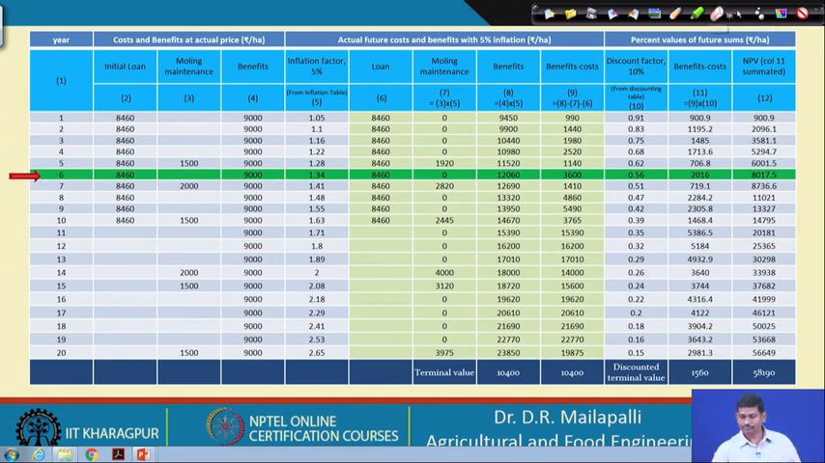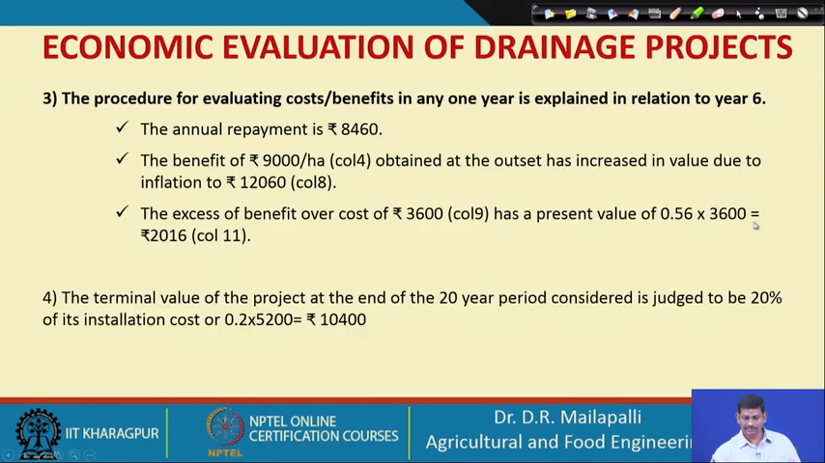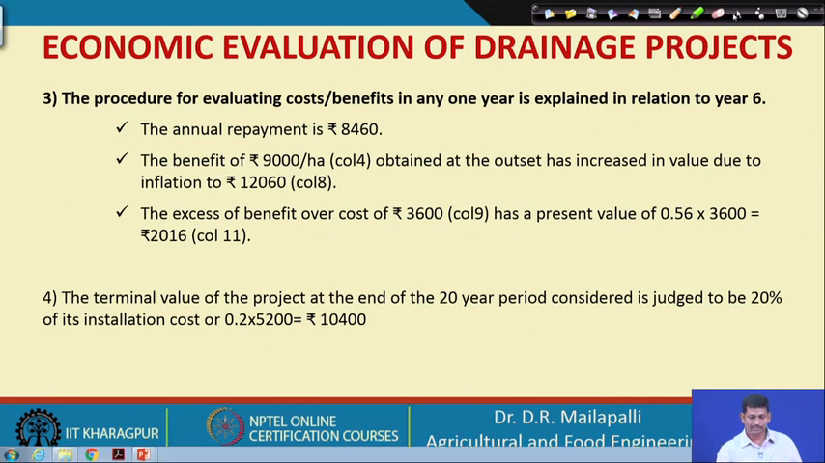Let us go to the next. This is the inflation factor and economic evaluation. If you see the second point, there are present values and future values. Okay. So, the third point, whatever we discussed over there: the procedure to evaluate cost and benefits for any one year is explained in year number 6.